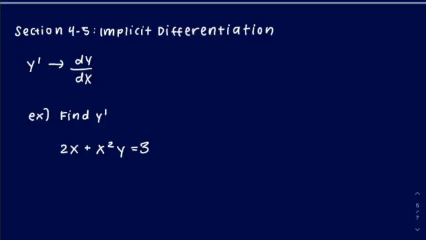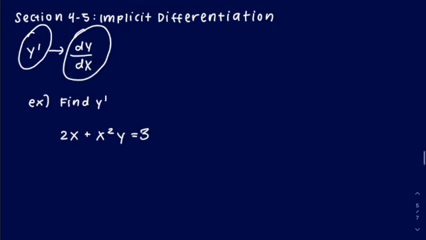Section 4-5 is implicit differentiation. So implicit differentiation is just an application of chain rule. Most problems, if not all, will ask to derive with respect to x. And what that looks like is the problem will say, find y prime or find dy dx. Y prime and dy dx are essentially the same thing, so you can use those interchangeably. So for this example, it says find y prime. So you're finding the derivative of your function with respect to x.